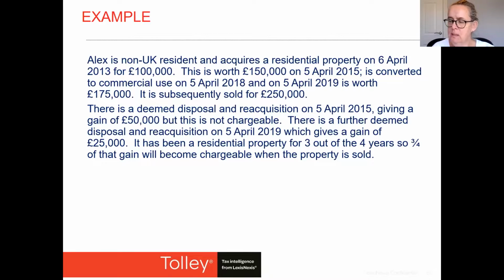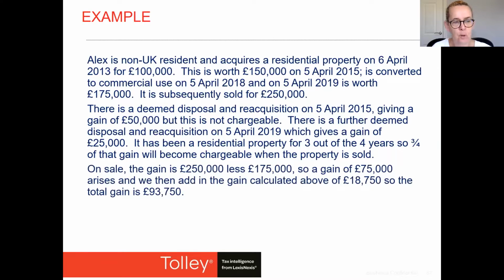So we have a rebasing to April 2015. There is a notional gain at that stage, but it's not chargeable. We then rebase to 2019, which then gives us an apparent gain of £25,000. I do apologise. It's been a residential property for 3 out of the 4 years between 2015 and 2019, which means that 75% of that £25,000 gain will be taxed when this property is disposed of.